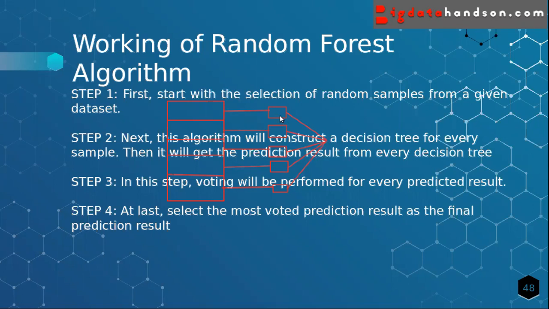For example, let's say the first decision tree gives class 1, the second decision tree gives class 0, the third decision tree gives class 0, the fourth decision tree gives class 1, and the fifth decision tree gives class 1. That means we have 3 votes for class 1, and 2 votes for class 0. So the final result will be class 1, because that has the most votes. That's what is happening in the random forest.